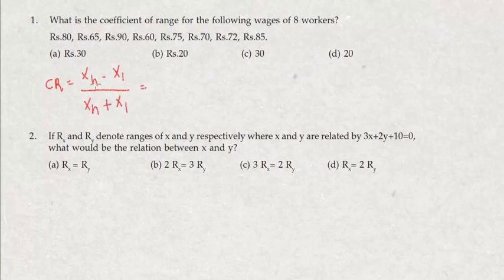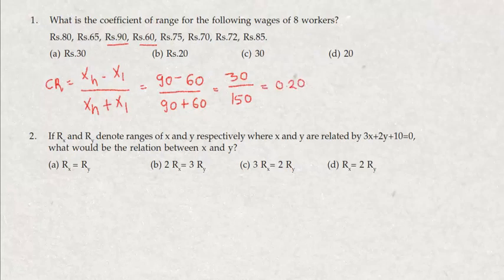Now XH is the highest observation given, which is 90 here. So it is 90 minus XL, the lowest observation, which is 60 here. So 90 minus 60 divided by 90 plus 60. So it is 30 divided by 150, which is 0.20.